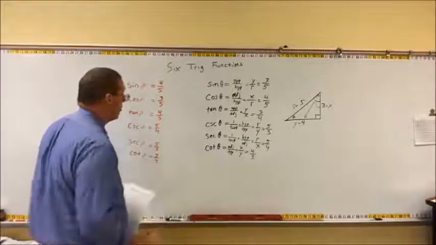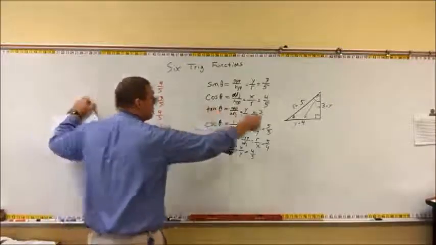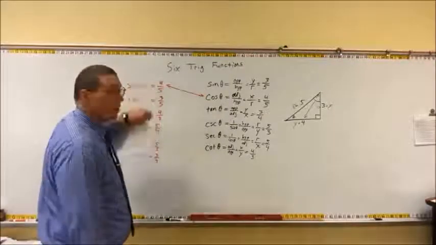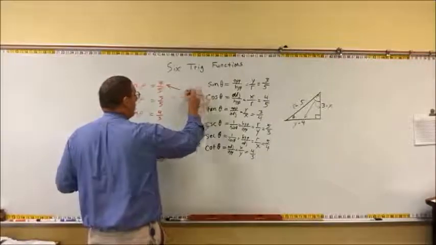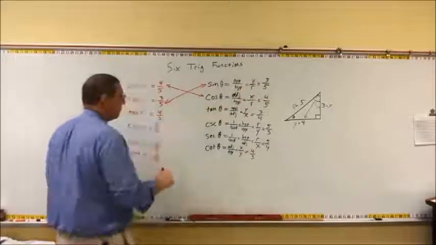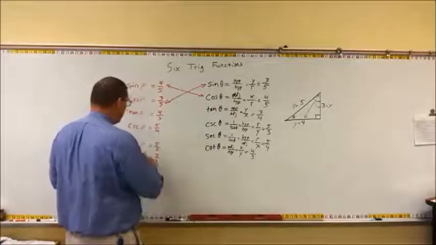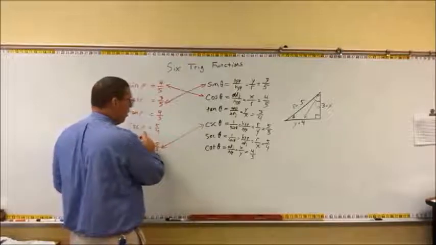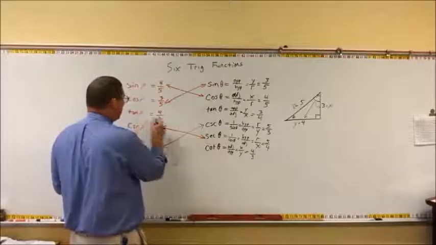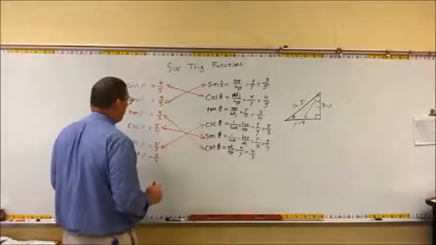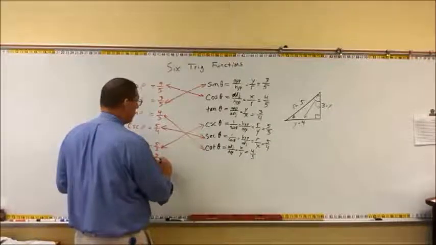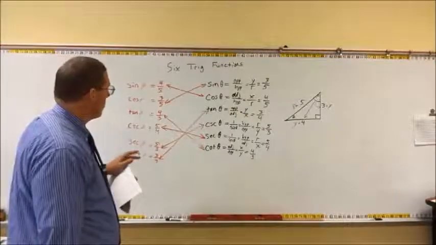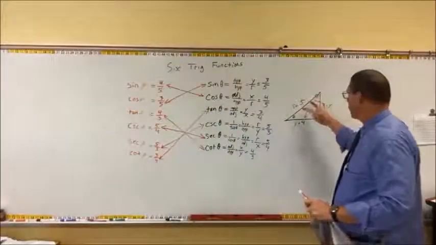Okay? And here's what I want to show you. Something very interesting. Do you notice that when we switched to the other angle on the other side, cosine of theta is the same as sine of rho? That's a predictable pattern. And sine of theta is the same as cosine of rho, 3/5, right? Also note that secant of rho is the same as cosecant of theta. Cosecant of rho is the same as secant of theta. Tangent of rho is the same as cotangent of theta, and cotangent of rho is the same as tangent of theta. So the arrows are all on top of each other. And that's because these angles are related to each other in a reciprocal fashion.